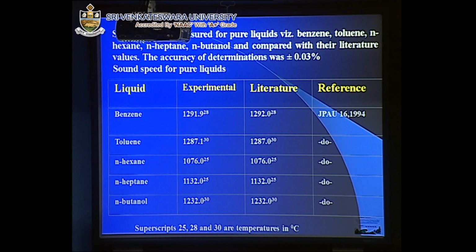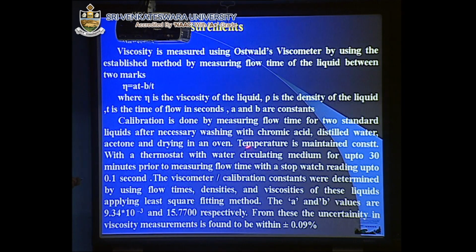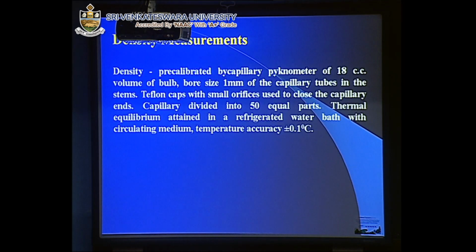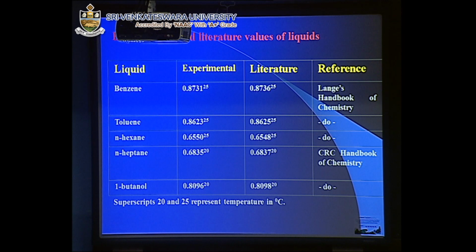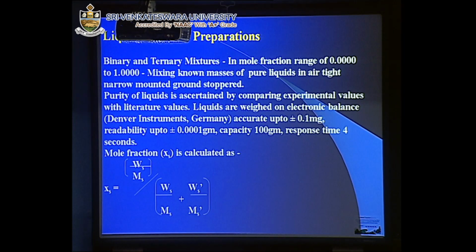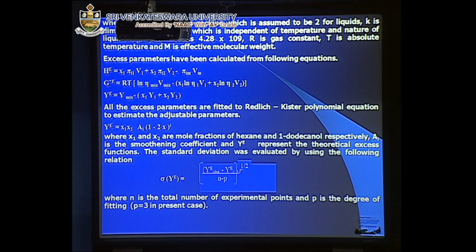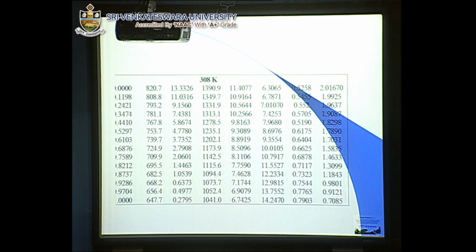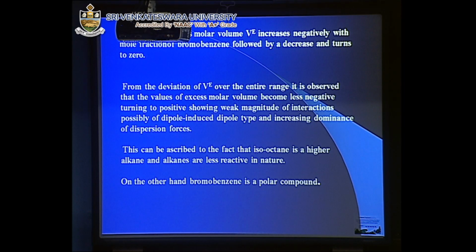These are the literature values, and what we have determined experimentally. This is viscosity measurements, density measurements. These are calibrations. These are refractive index measurements. Now I come to how we make the solutions, and these are the results and discussions. I come directly to the conclusions of how we conclude. In some systems where the excess volume is negative, it is negative.